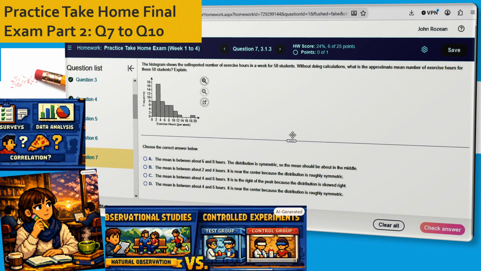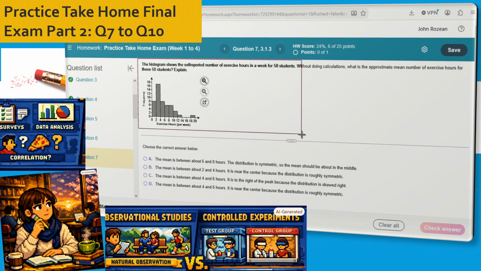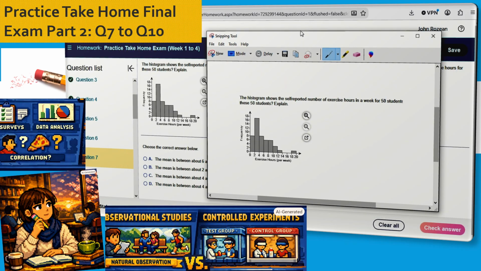And now we're looking at a histogram. This is another vocabulary type of situation. It's got 50 students, and notice it says over there not to do any calculations. I'm just going to grab this one to show, or do I have a red? I don't think I have a green. But notice, let's draw the skew here.